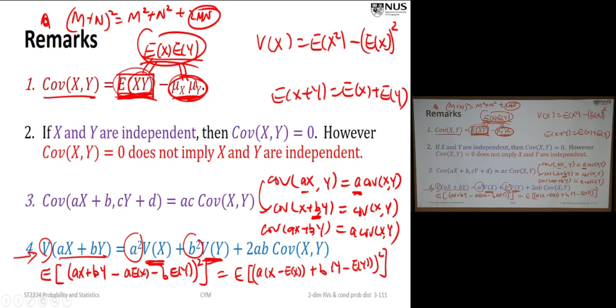All right? So this part comes from the cross-product term from the definition, because variance is the expectation of a square. So when you expand the square, you have this cross-product term. That's why you have this thing. This is to deal with the cross-product term.